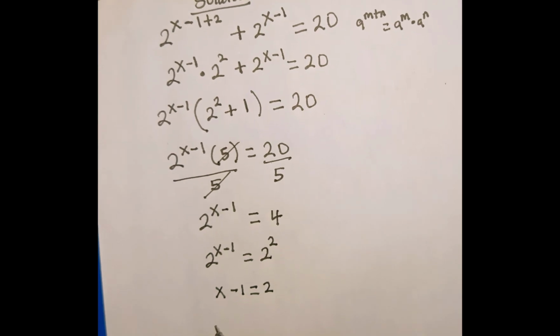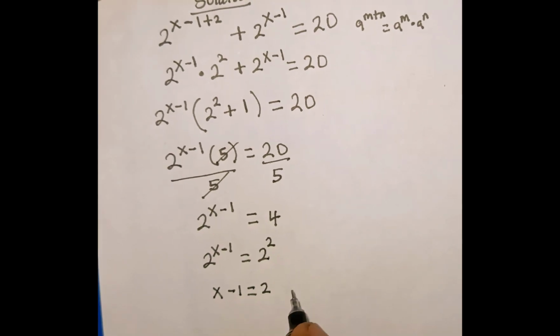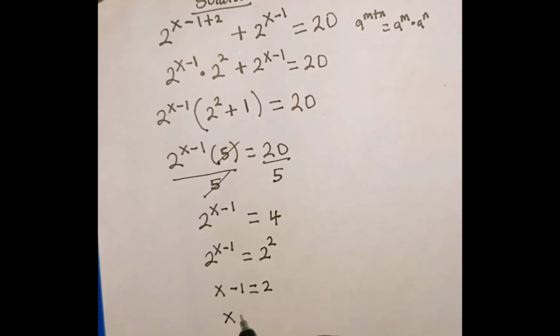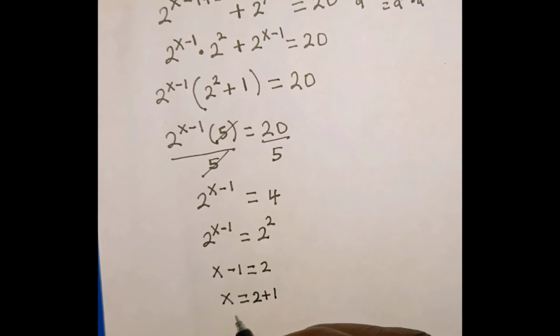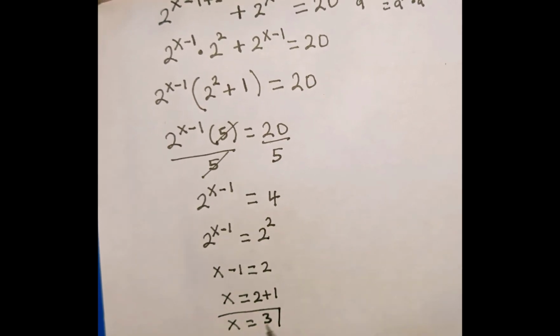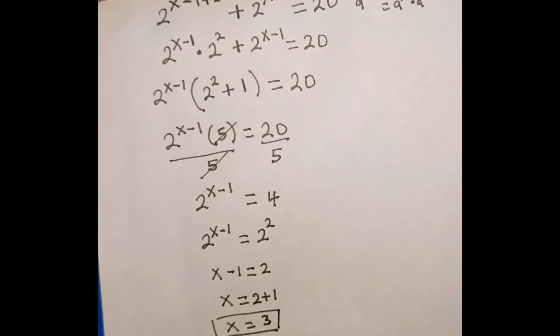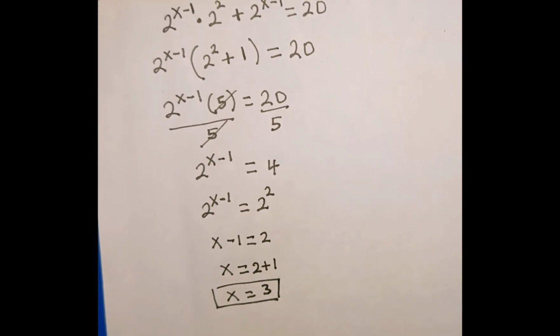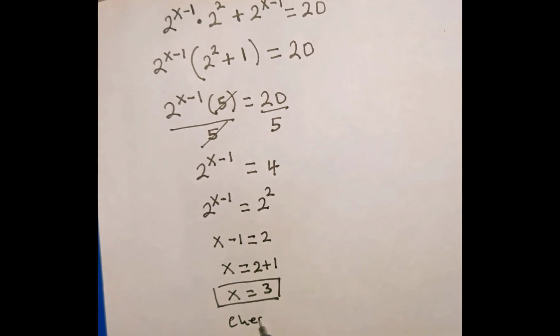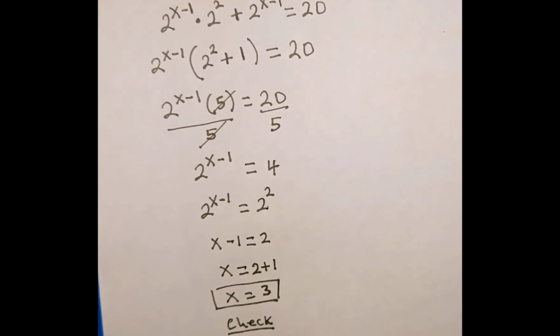So the next thing we're going to do is to take this negative 1 to the right hand side of this equation. So x now will be equal to 2, and when we take this negative 1 to the other side, it becomes positive 1. So therefore, x now will be equal to 2 plus 1, which is the same as 3. So therefore, 3 is the value of x that satisfies this equation. But for us to confirm that truly 3 satisfies the equation, we are going to check by replacing the value of x as 3 into our original equation.